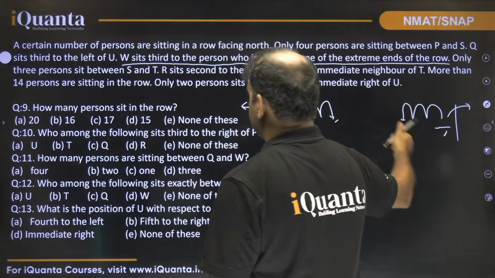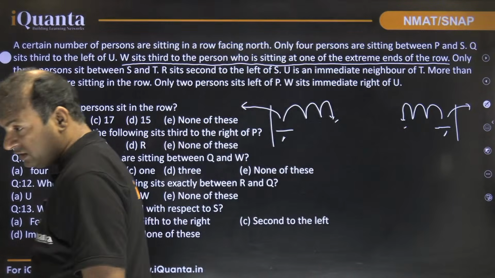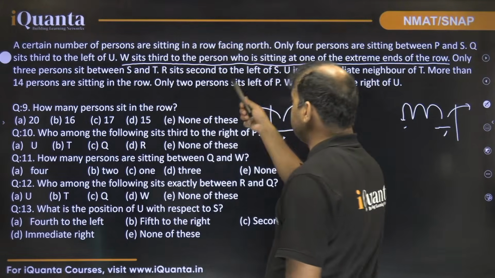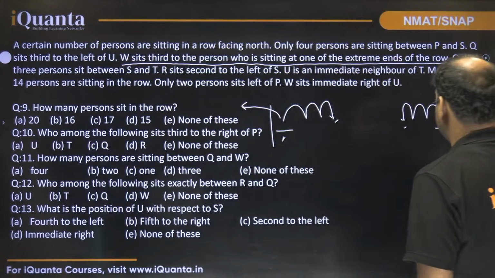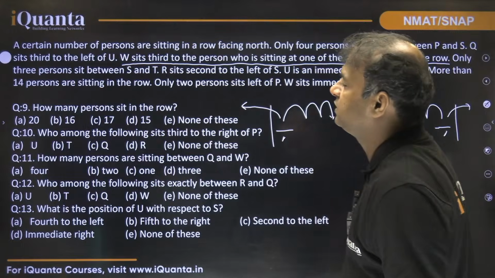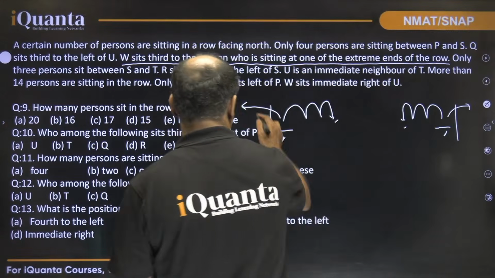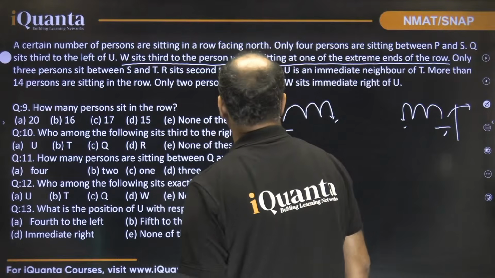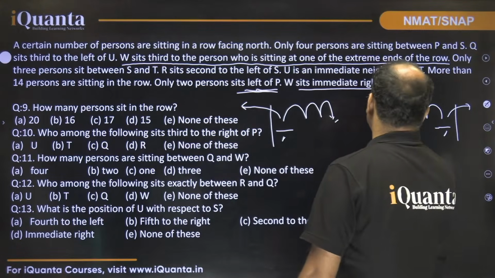Okay, now they are saying that only 3 people sit between S and T. R sits second to the left of S. U is immediate neighbor of T. More than 14 persons are sitting in the row, and only 2 people sit to the left of P. This also can be a good point, right? Only 2 people sit to the left of P, and W sits immediate right of U.